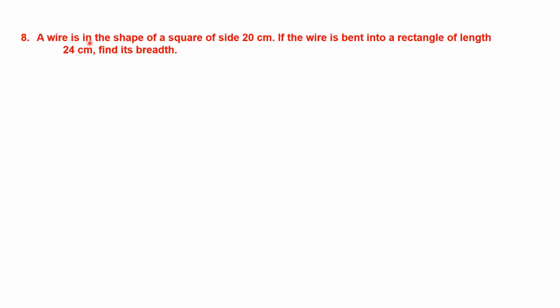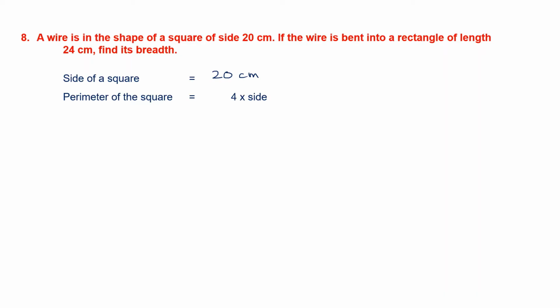Question 8. A wire is in the shape of a square of side 20 centimeters. If that same wire is bent into a rectangle of length 24 centimeters, find its breadth. Okay, so first we're going to look at the square and then we'll think of the rectangle. So the side of the square given to us is 20 centimeters. Now let's find the perimeter of the square. The formula is 4 into side. Why are we finding the perimeter?